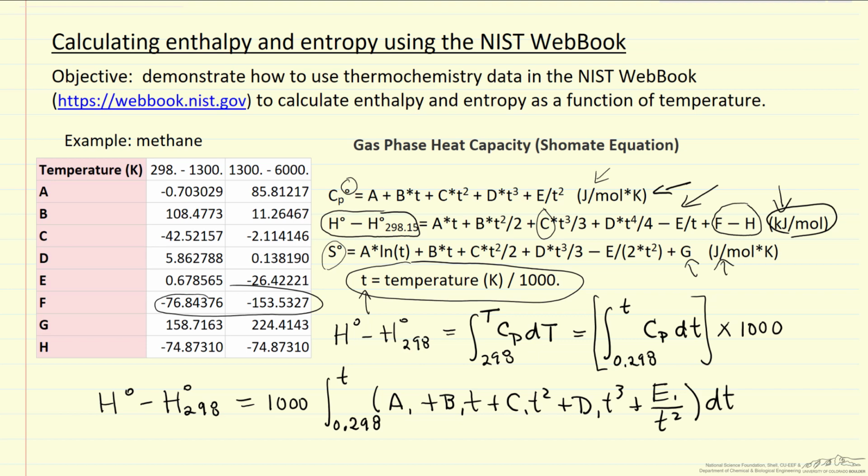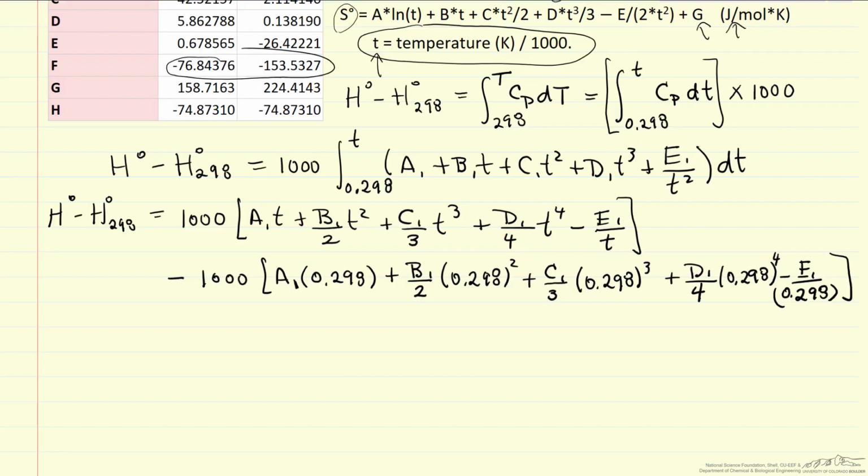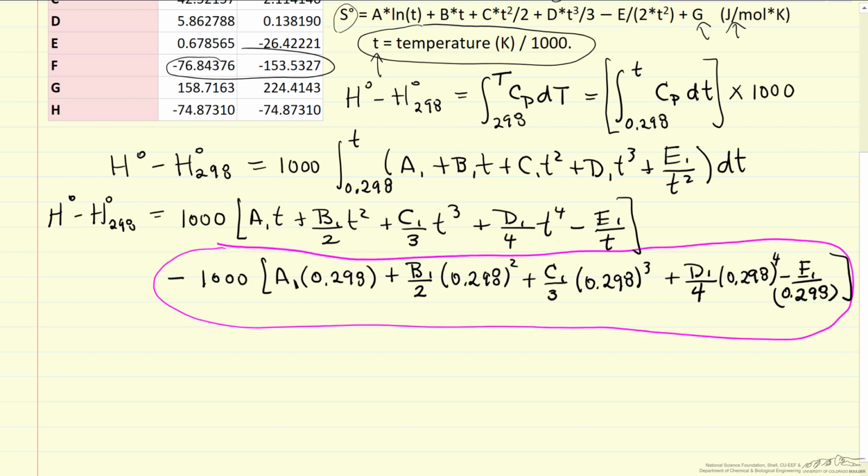And then, of course, we substitute in, do the integration, substitute in the limits. Okay, so I've done the integration, I've substituted in the two limits. Now, what the WebBook does for you, it calculates this term, and this term is equal to F1 minus H1. So it does that for you. It puts in the appropriate parameters, and this certainly makes the calculation much easier to get enthalpy.